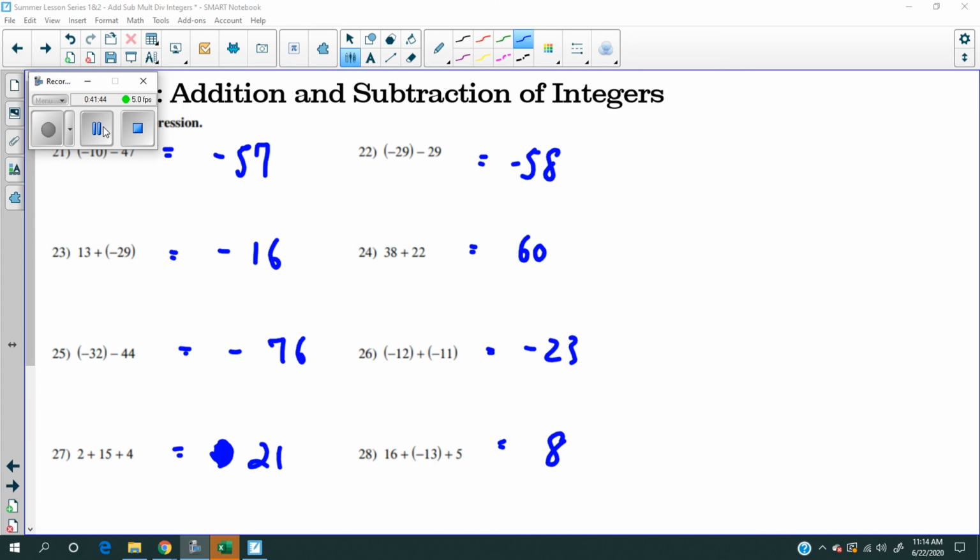Being able to add and subtract positive and negative numbers, you're going to need that skill for the rest of your life. So that's all I've got to say.